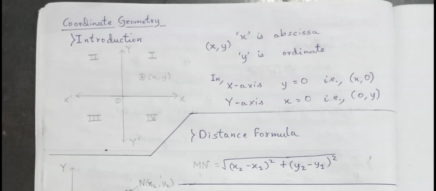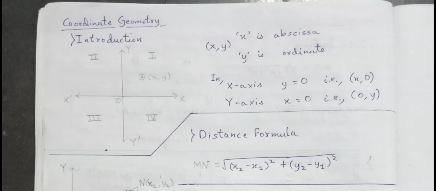Hi everyone. So today's chapter is coordinate geometry. Coordinate geometry is a geometry where we will be mostly talking about the points in a graph plane. So here, the basic things we know about a graph.